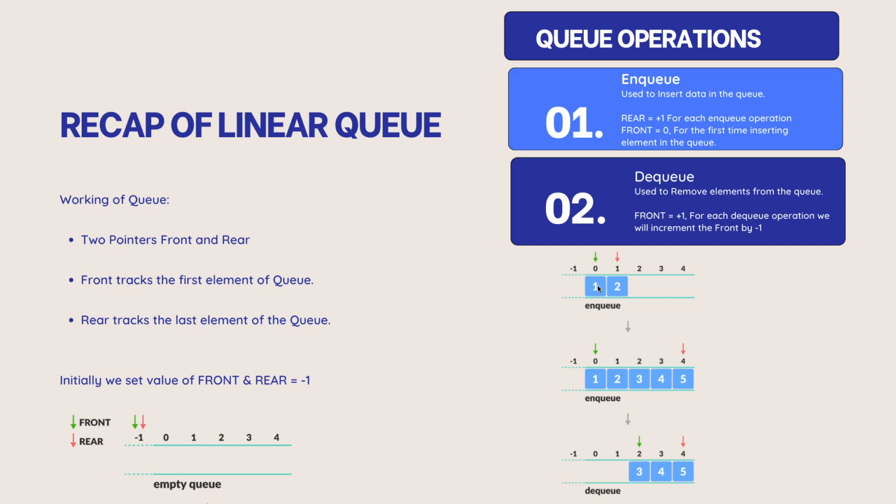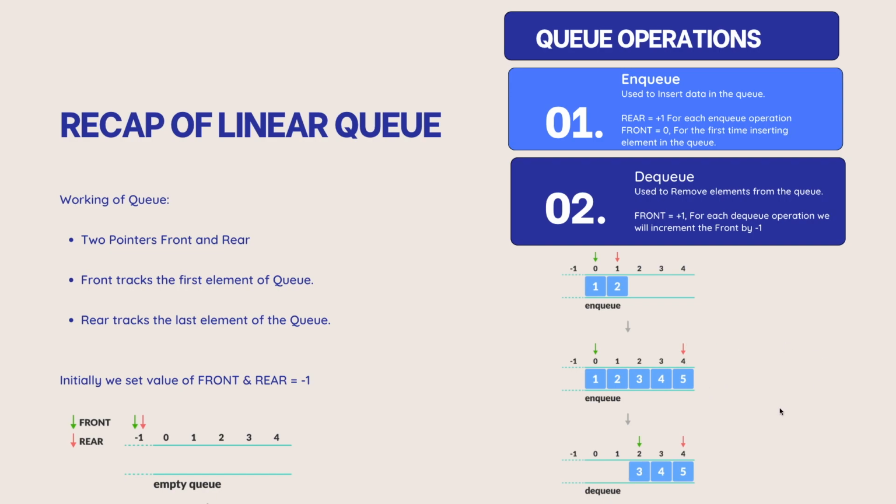As you can see here, we have inserted two elements. Where is our front? Front is at 0 position. And where is our rear? Rear is at 1 position, meaning the first index of our array. Now we have inserted multiple elements and this queue is full. Where is our front? Pointing at 0. And where is our rear? Rear is pointing at the end of our queue. Now we cannot insert more elements into it.